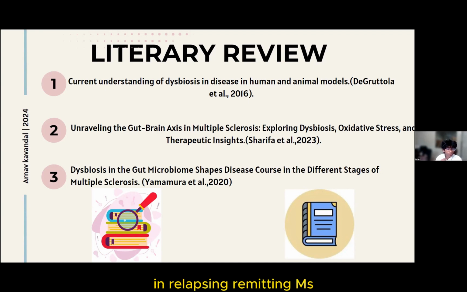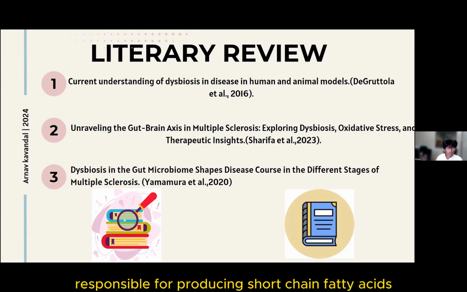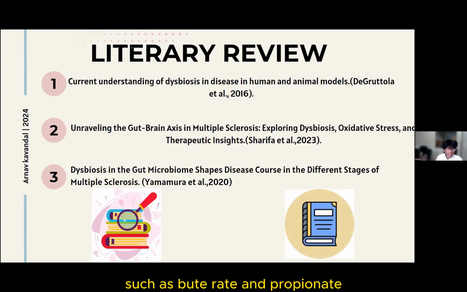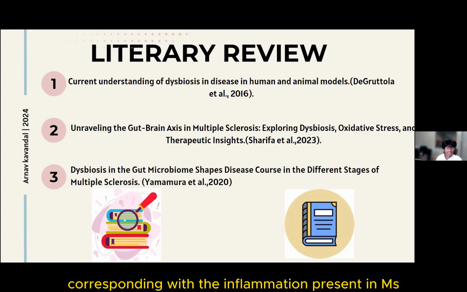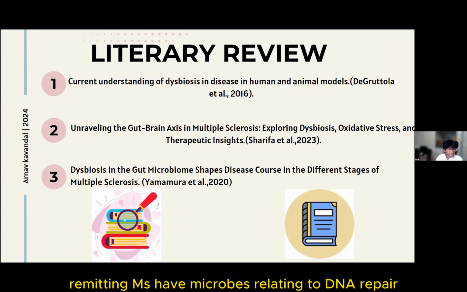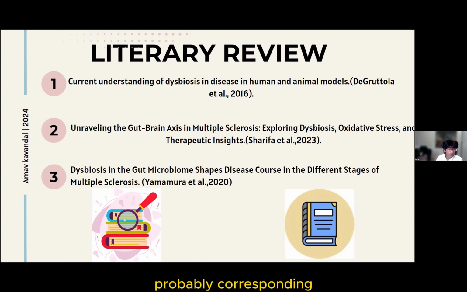In relapsing remitting MS, patients have lower levels of gut microbes responsible for producing short-chain fatty acids such as butyrate and propionate, which help lower inflammation, corresponding with the inflammation present in MS. In contrast, people with secondary progressive MS, with far more neurological damage than relapsing remitting MS, have microbes relating to DNA repair, probably corresponding to the inflammatory response in MS, which damages our cells.